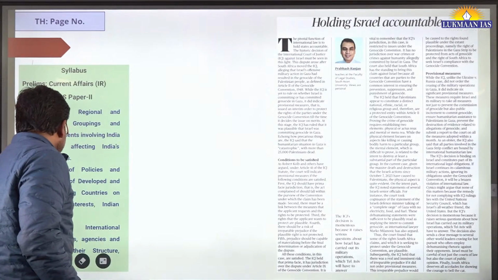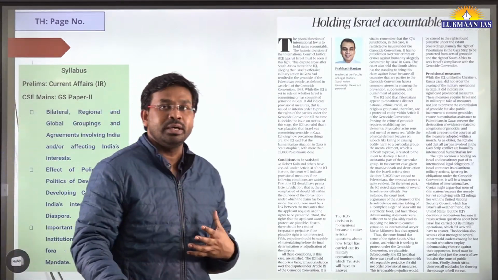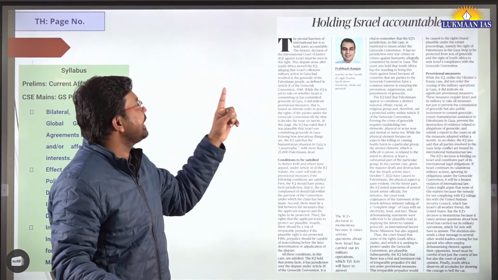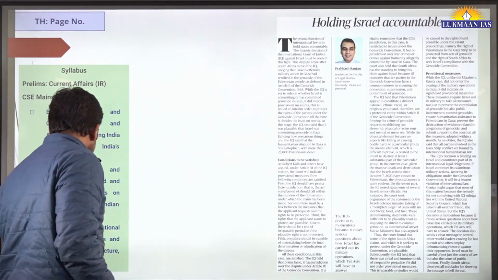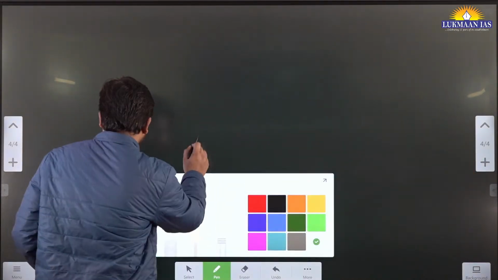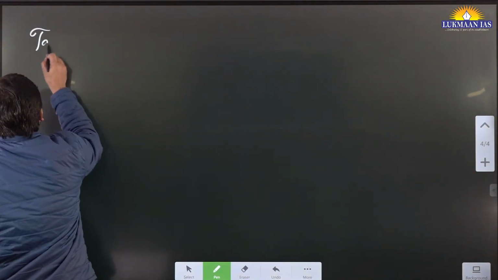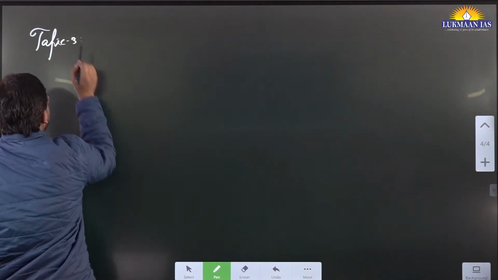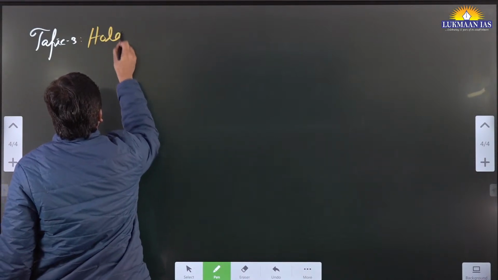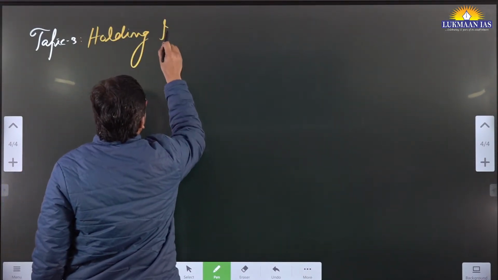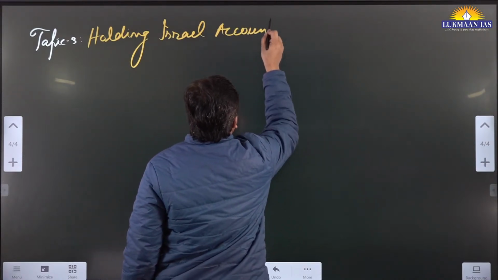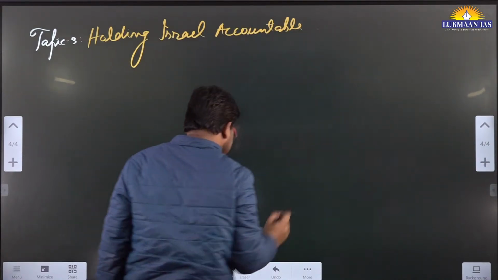With this, we have another article. This article is also very good. Through this article, we will understand a very important thing. It says, holding Israel accountable. This topic is important under international relations. We are going to discuss this topic. This is topic number 3.